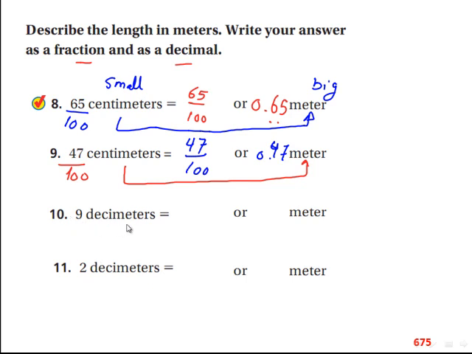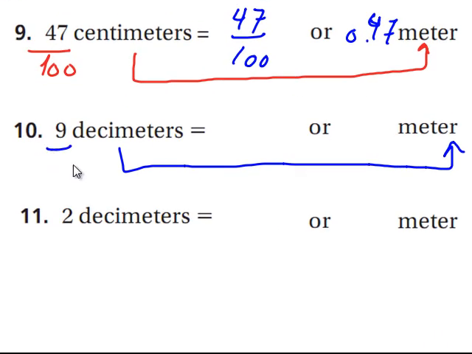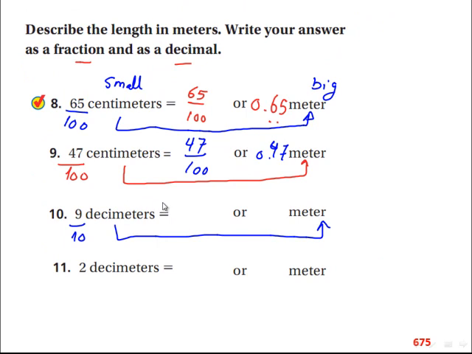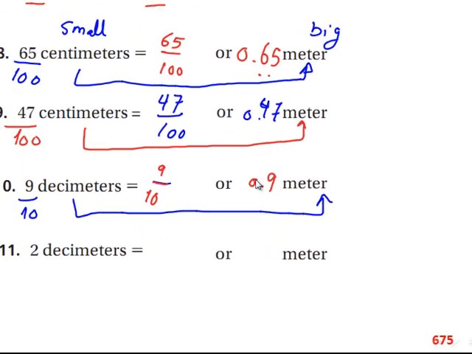Question 10. 9 decimeters equals what or what meter? I want to convert from decimeter, the small unit, to the big unit meter. So I'm gonna divide it by what? Ask yourself how many decimeters in 1 meter? There are 10 decimeters in 1 meter, so I'm gonna divide it by 10. My answer is gonna be what? Great! Your answer is gonna be 9 over 10 in fraction, or 0.9 in decimal.